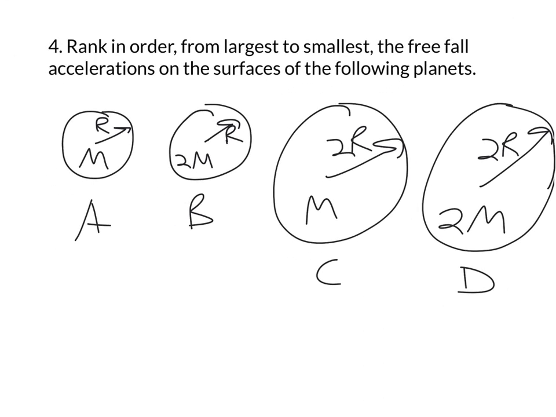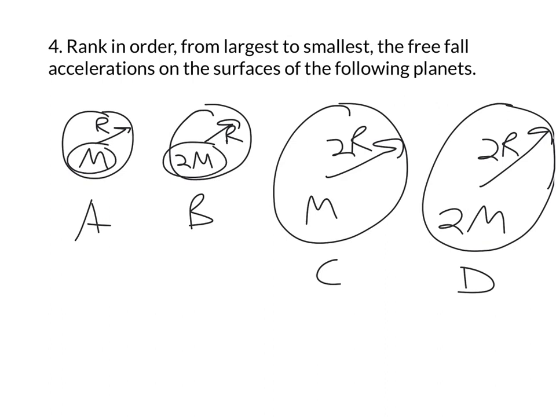All right, let's do number 4 here. Oh, I like this, a ranking question. Rank, in order from largest to smallest, the acceleration due to gravity on the surfaces of these planets. Well, we only have a couple of variations. We have mass 1 and twice that mass, and then we have a radius and twice that radius.